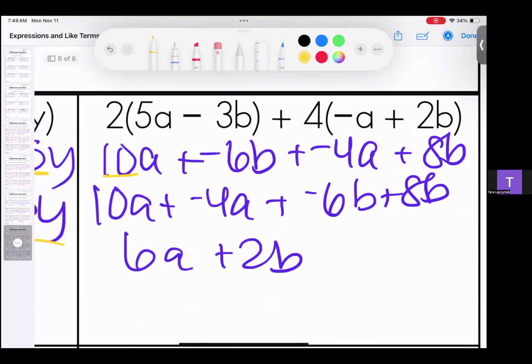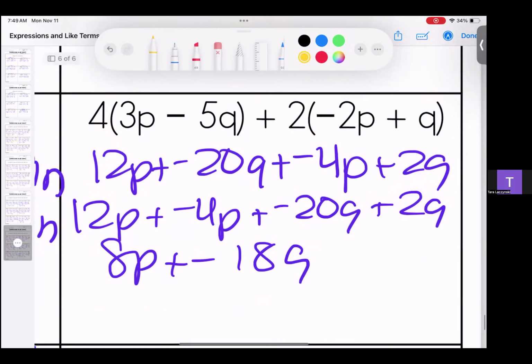2 times 5 is 10, 2 times 3 is 6, 4 times 1 is 4, 4 times 2 is 8. 2 negatives, 10 minus 4 is 6, keep it positive, 6 minus 8 is 2, keep it positive. Again, those bigger numbers tell us what to do.